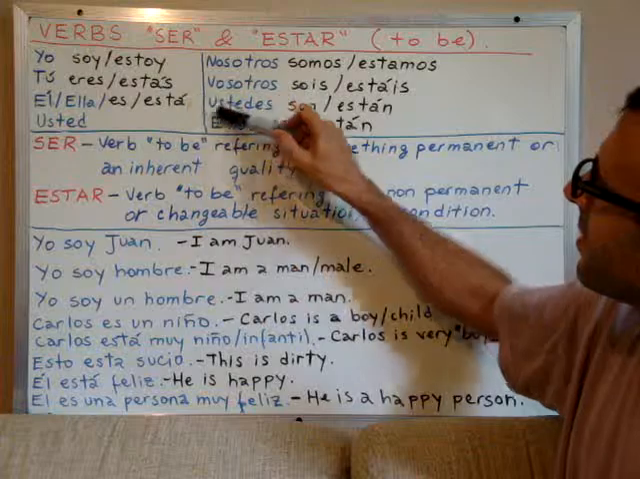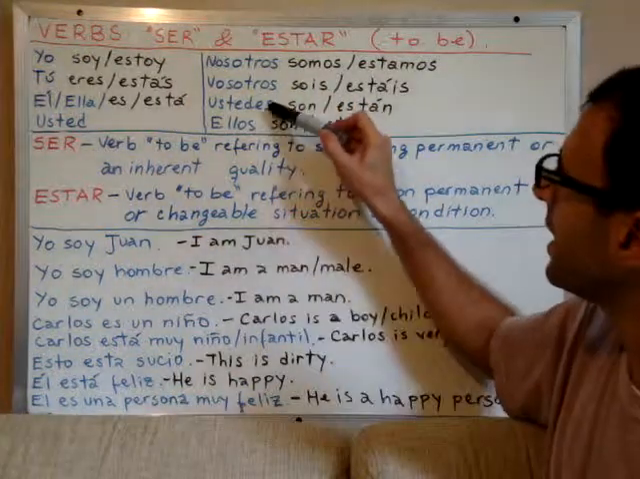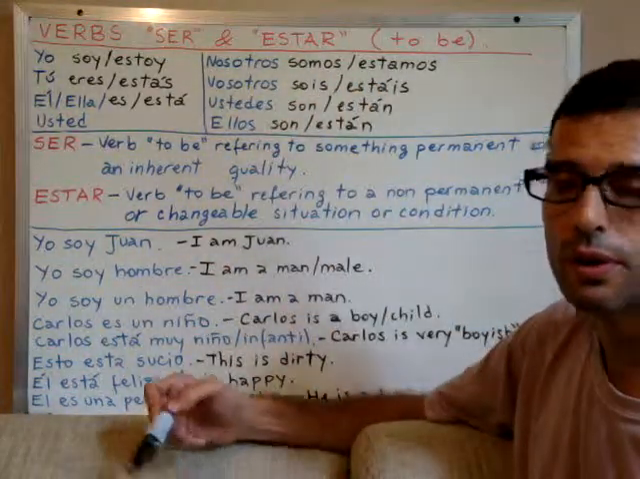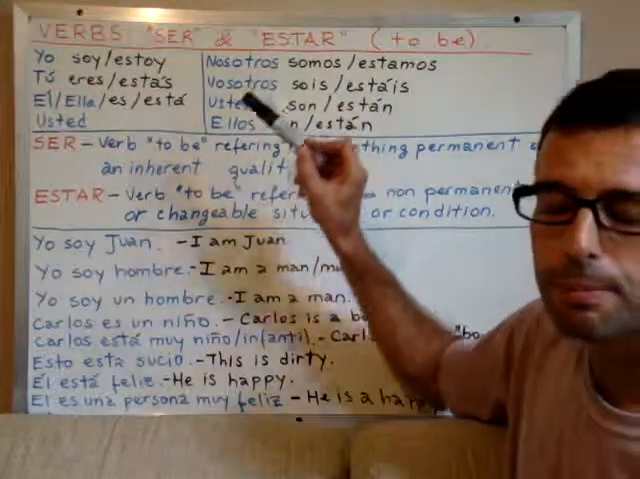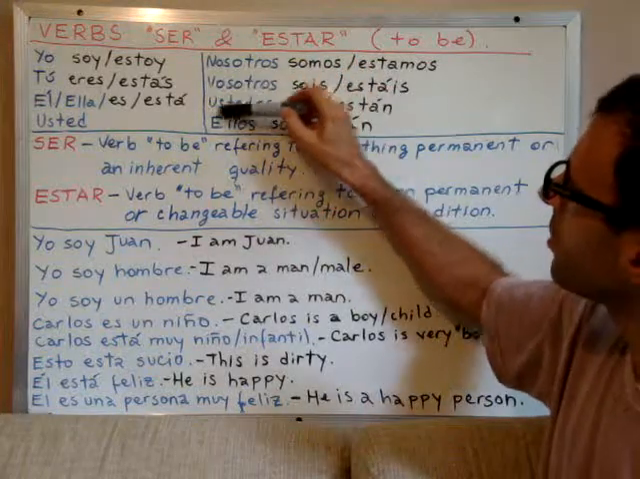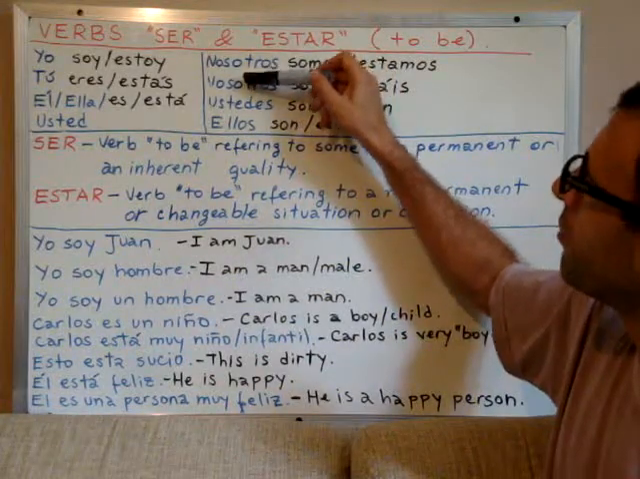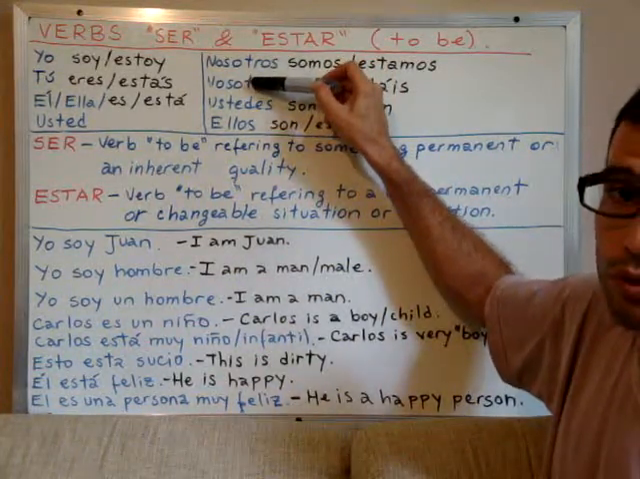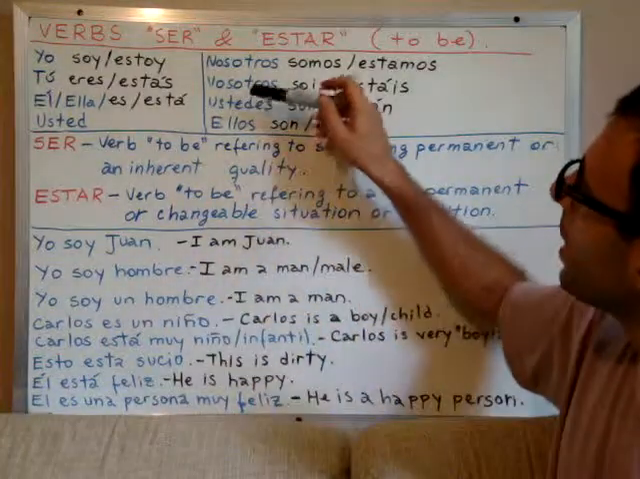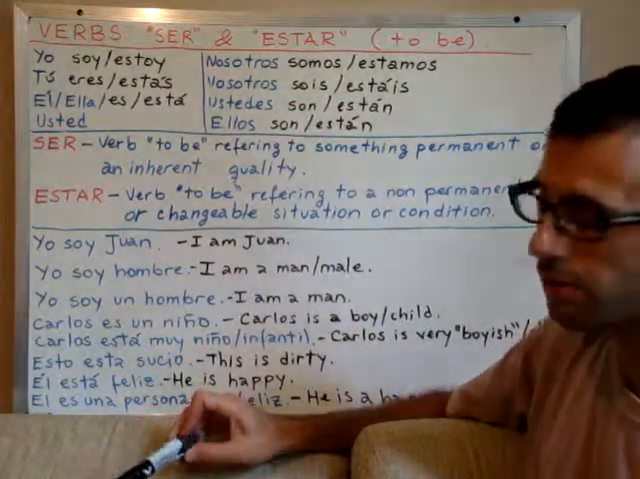And here, ustedes is the formal you used in Latin America, while vosotros is the plural you. Sorry, I said formal. Vosotros and ustedes are plural you, right? The only difference is that vosotros is plural you used in Spain, ustedes is a plural you used in Latin America. But ustedes conjugates same as ellos, that means they, okay?